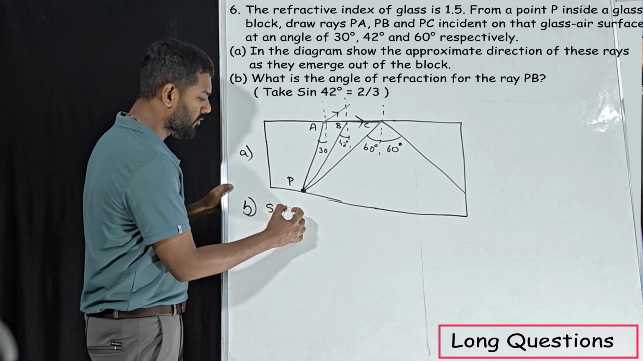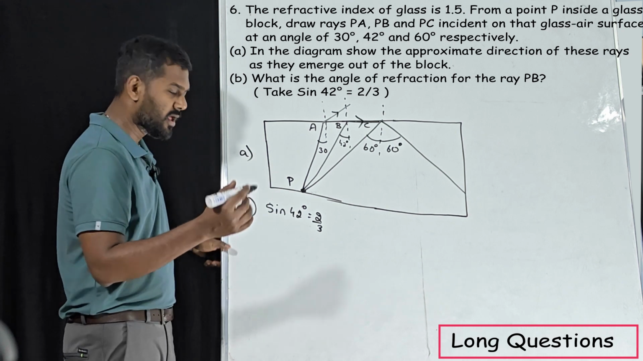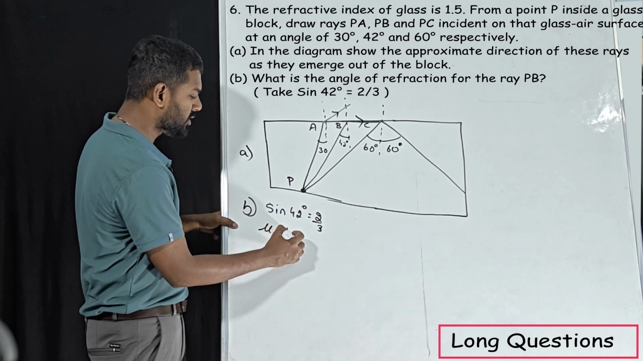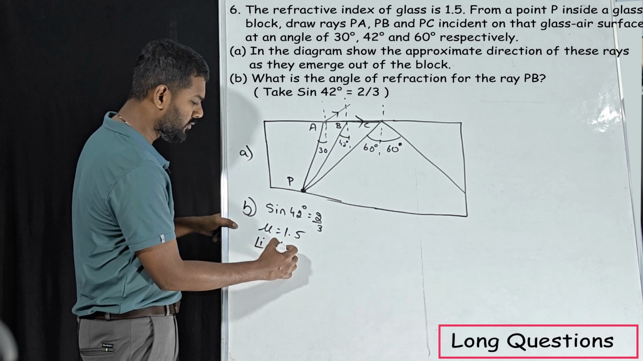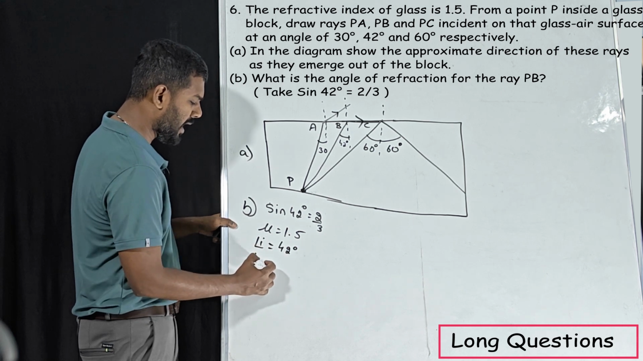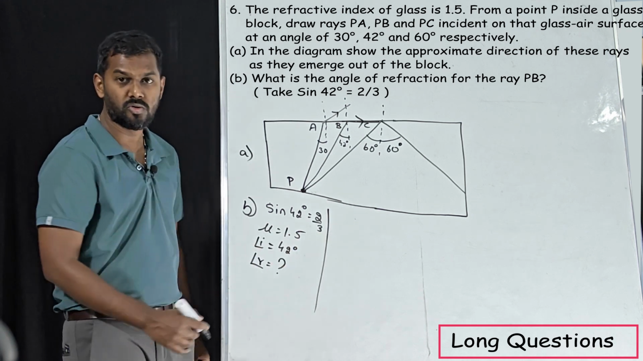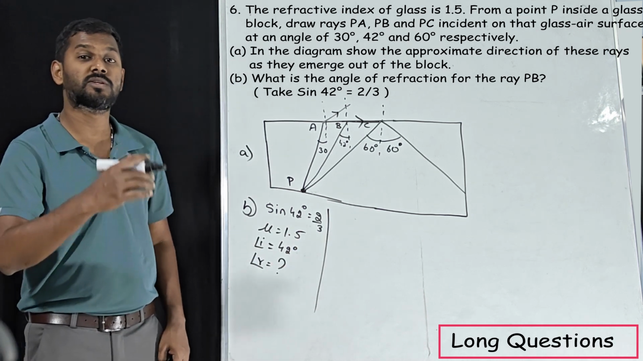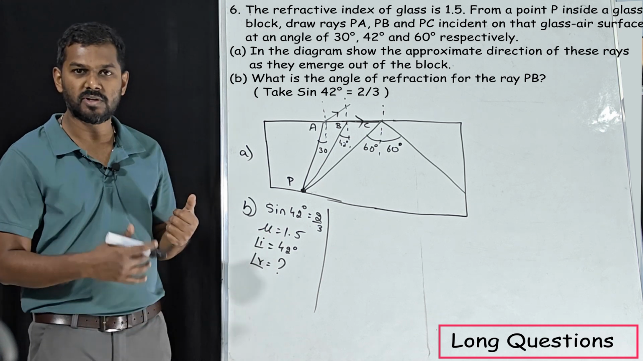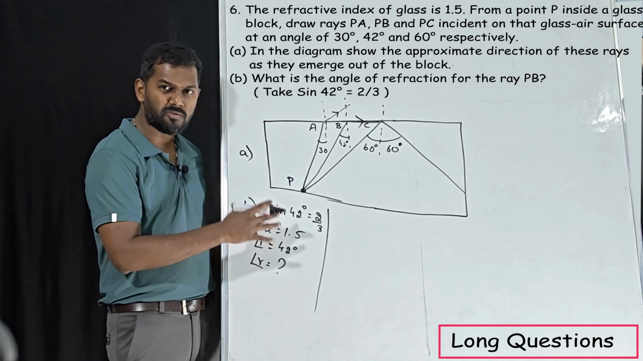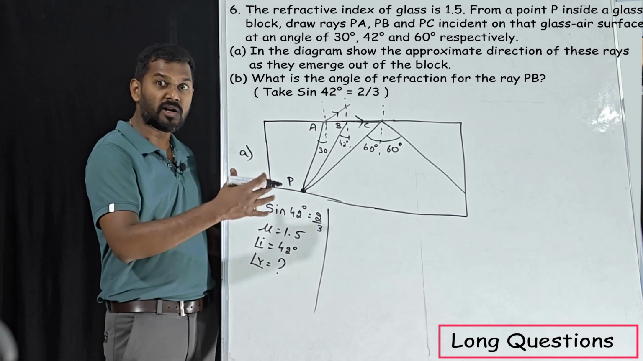Next, take 42. Sin 42 is 2 by 3. This is given in the question. Next, the refractive index is also given. Then the angle of incidence is equal to 42. We need to find what? The angle of refraction, that is the question mark. Here first I'll show you what is the wrong method the students will take while solving these kinds of questions. Very simple. First we'll go for the wrong method, then I'll show you the right method, then only we'll understand it properly.